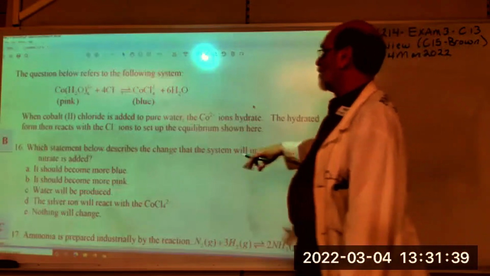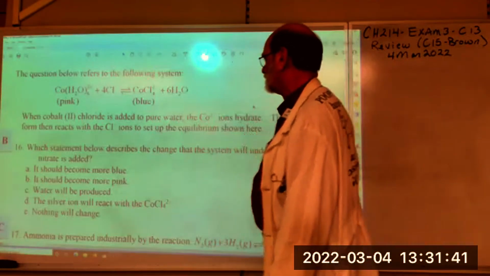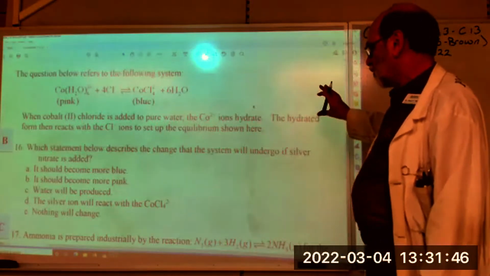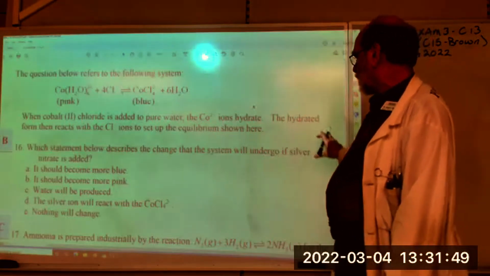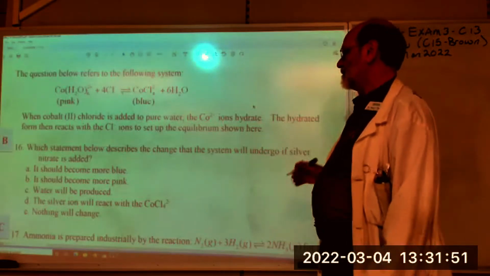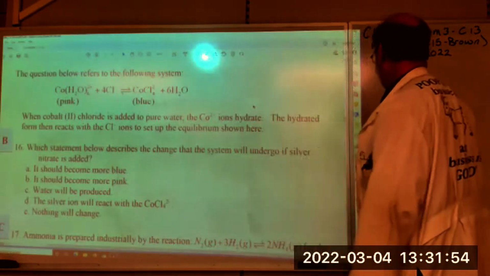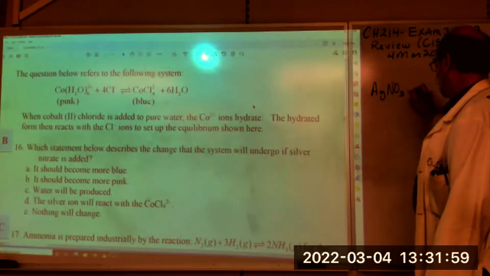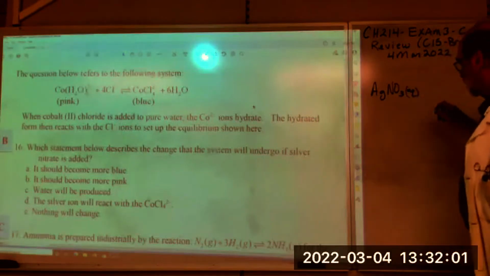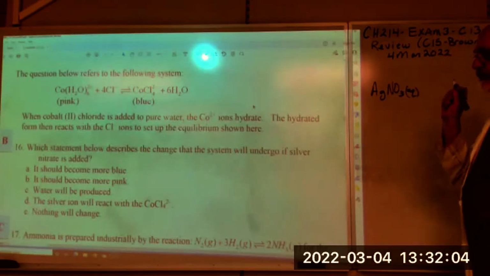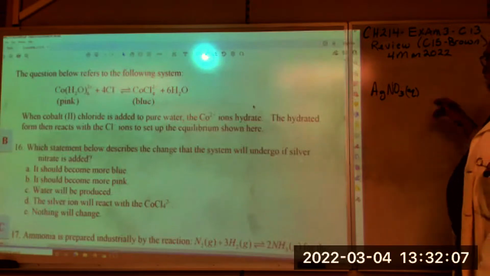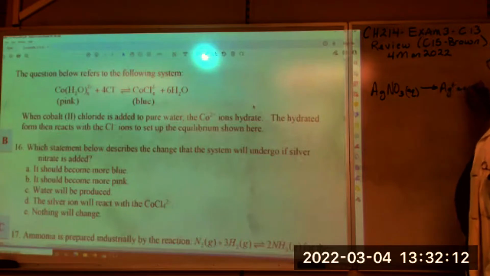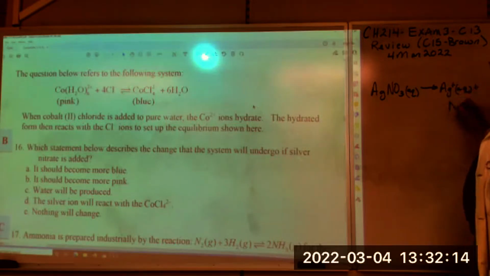16 is based upon our old friend, cobalt. Okay, we set it up the same way. Which one describes the system will undergo if silver nitrate is added? Okay, so silver nitrate, I assume it's an aqueous solution, but it doesn't have to be. You could add solid silver nitrate to that solution. And it produces silver ions plus nitrate ions.